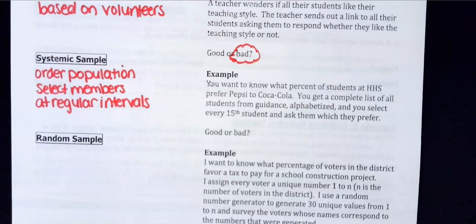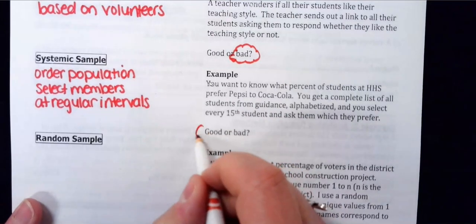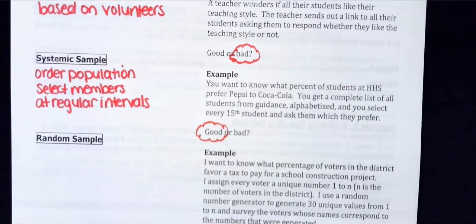What do you guys think for this one? Would this blend more toward being a good sample or a bad sample? This one's better than the other two for sure. I would say in general, this one tends to be a pretty good representation of the population because it's a little bit more representative.